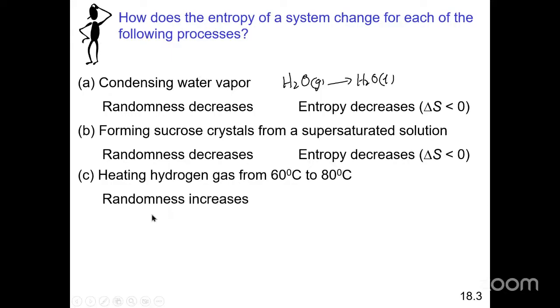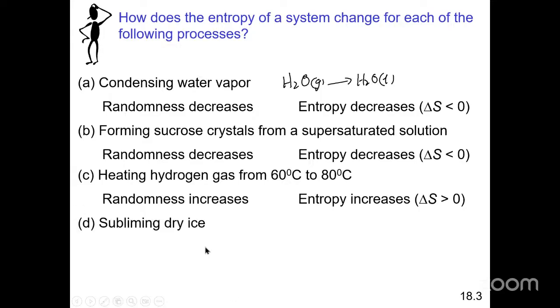Increase, exactly. All right, and I think I have one more. Subliming dry ice. So just in case you don't know, dry ice is frozen carbon dioxide. And sublimation is where you're going from CO2 solid to CO2 gas.